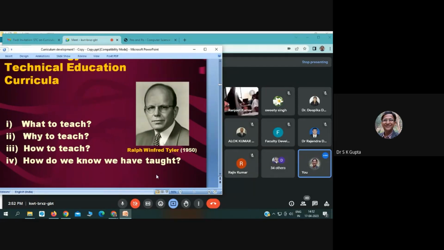So at NITTTR Chandigarh, when we design any technical program, we give all these things: what to teach, why to teach, how do we know we have taught, and how to implement, and what will be the requirements for implementing a program: your physical resources, your human resources, your informational resources, and your financial resources. All these things we give as per our apex regulatory body AICTE guidelines, all the information in this curriculum.